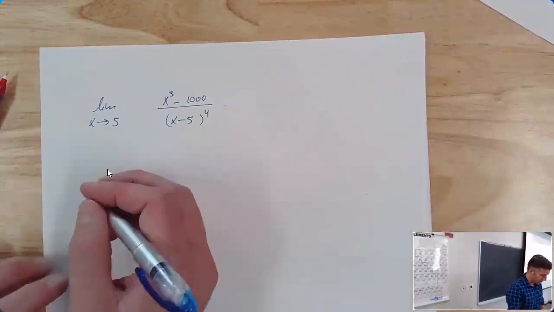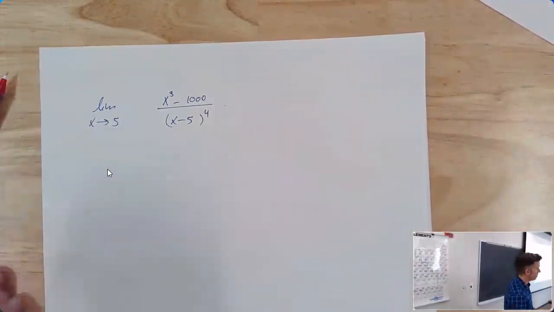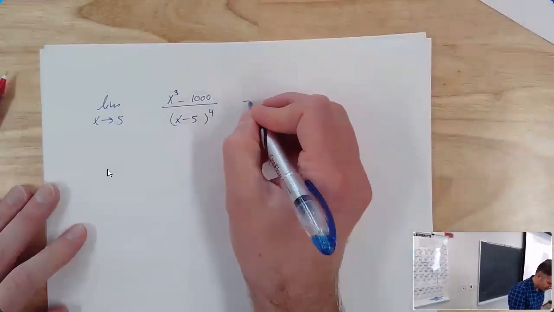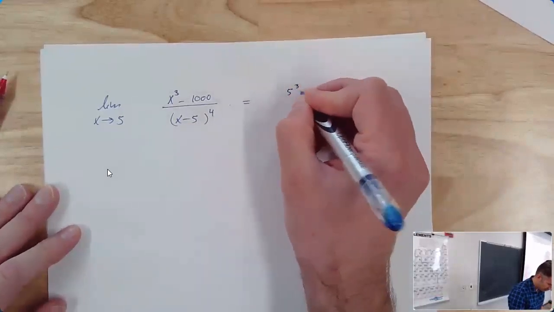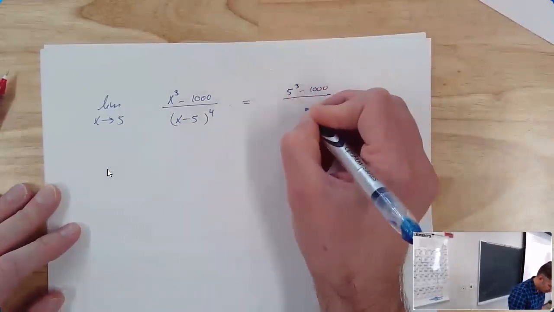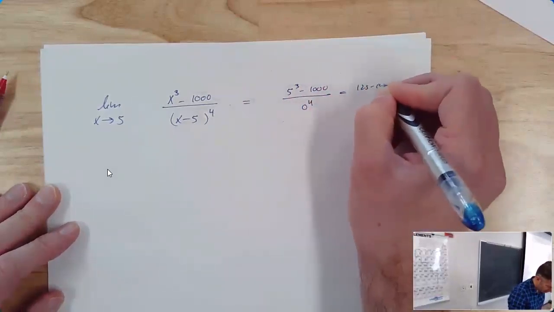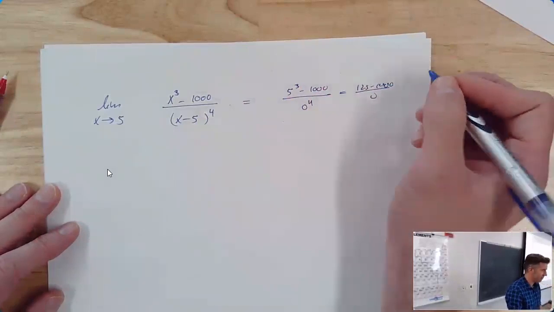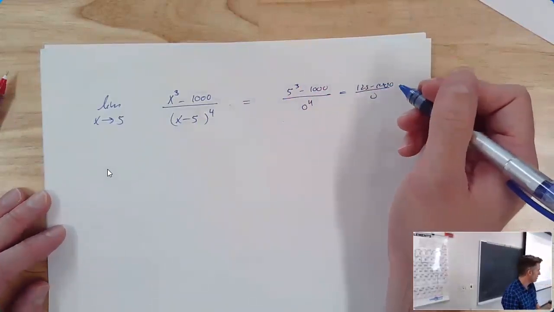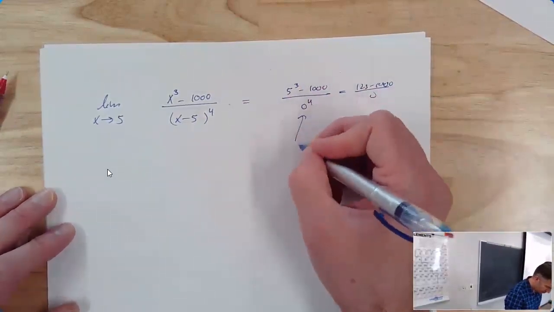And so we're asked about this, and to typically deal with a limit like this, first I would just try plugging it in, right? Always, even though sometimes I forget, plug it in. If I plug it in, I'm going to get 5 cubed minus 1,000 over 0 to the fourth, which is 125 minus 1,000. Well, divided by 0 is kind of the stopper there. I should probably not keep going. That's a problem.